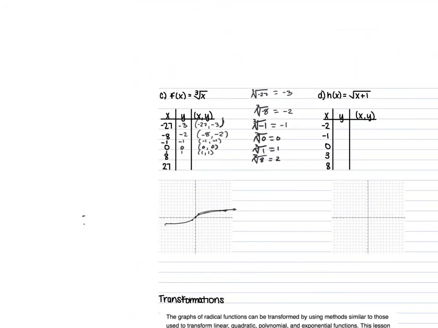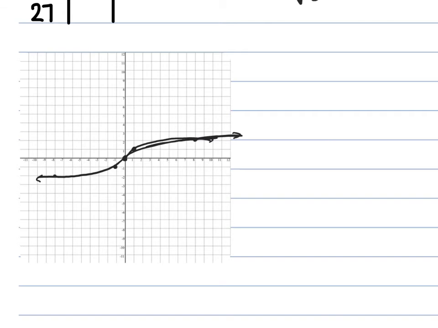Okay, so they wanted me to do the domain and range. This should be a lot faster now. What's the domain of this? X's. How far left, how far right? Negative infinity to positive infinity. It goes forever to the left, forever to the right. What's the range?